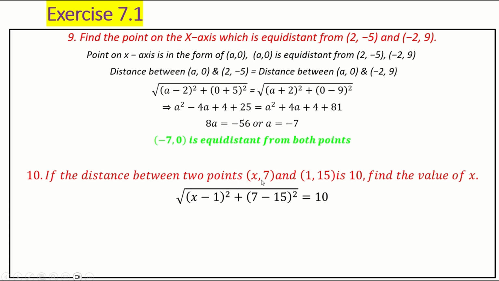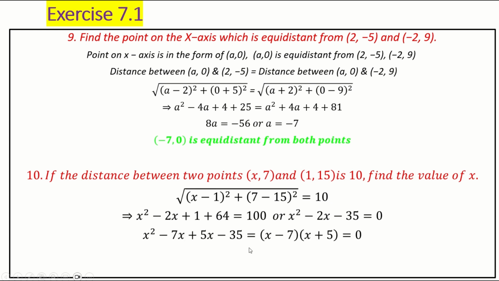If the distance between (x, 7) and (1, 15) is 10, find the value of x. Okay. So this is another kind of problem. Distance is given and one of the coordinates of the point is not given. So the distance equation we know: square root of (x minus 1) whole square plus (7 minus 15) whole square equals 10. If I simplify it, I'll get a quadratic equation, x square minus 2x minus 25 equals 0. If I factorize and check the roots, I'll get x equal to 7 or minus 5.